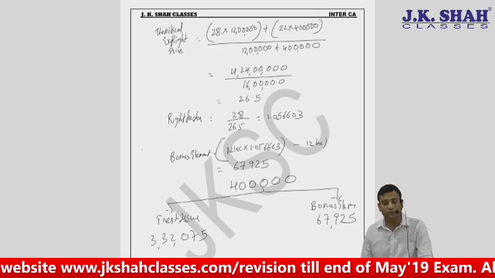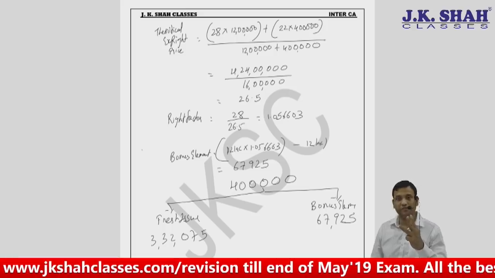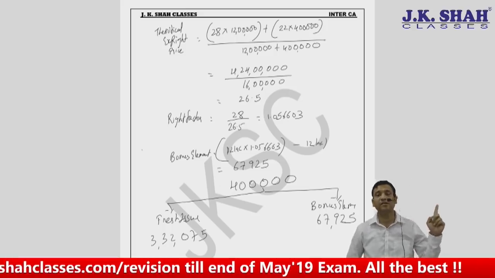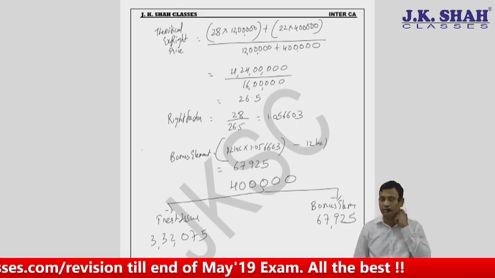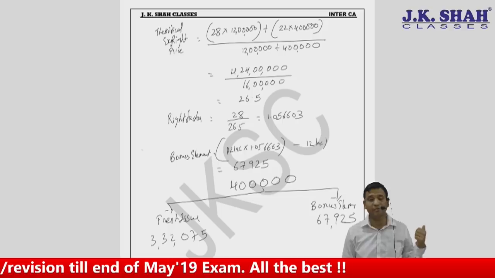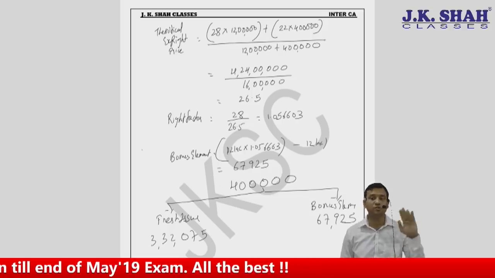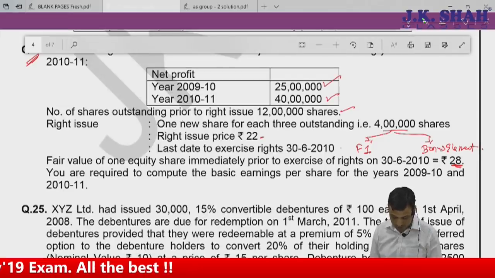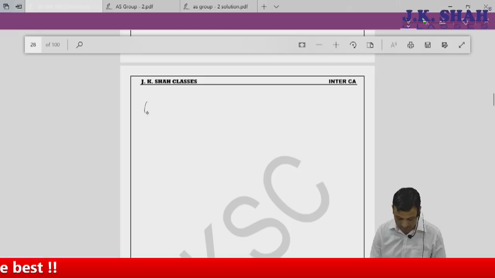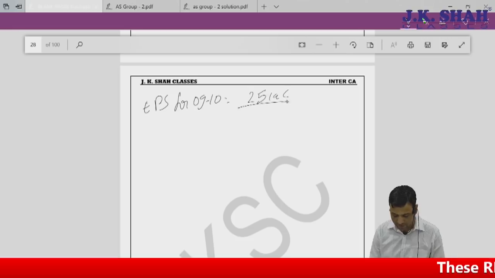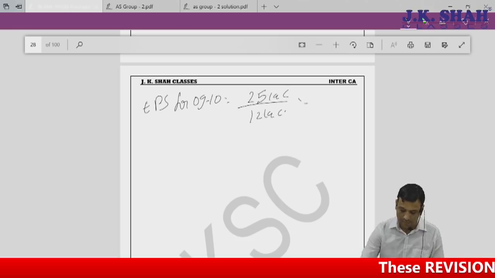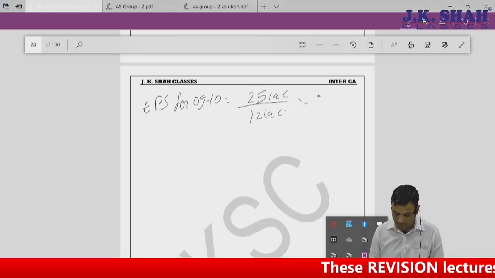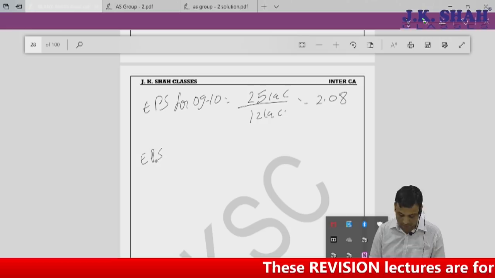Now how will EPS be found out based on this? I will have 3 EPS. First, EPS of the previous year as it would have been calculated. Then current year EPS after giving effect to the rights and bonus, and the third is the restated one, because if in this year there is some bonus, then of course I need to change the EPS of the previous year. So 25 lakh was last year's profit. EPS for 9-10: 25 lakhs divided by 12 lakhs, 2.08.